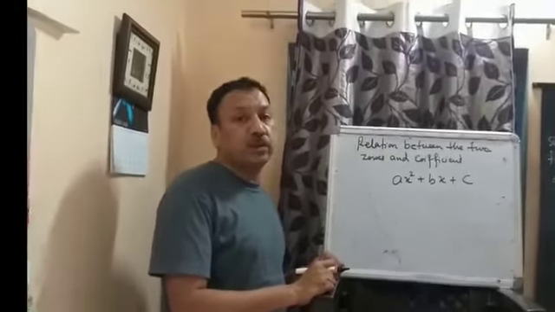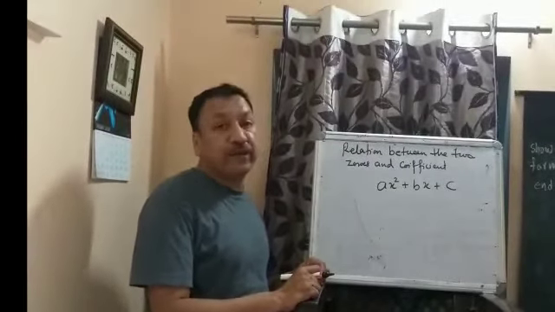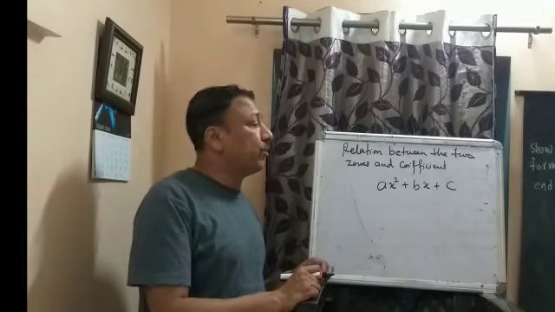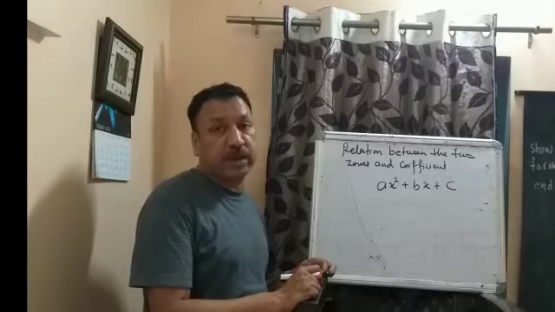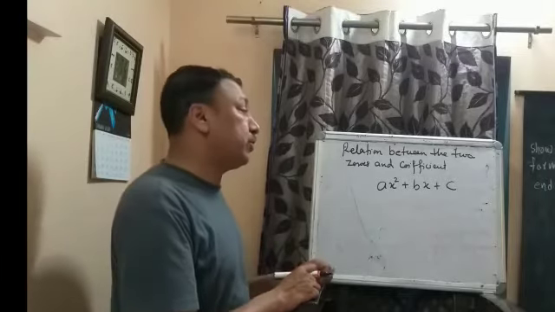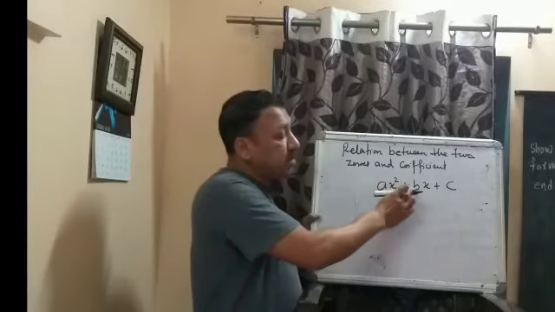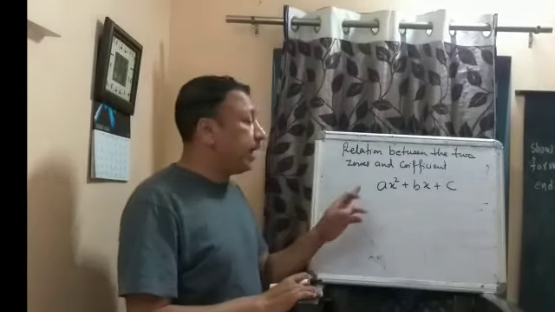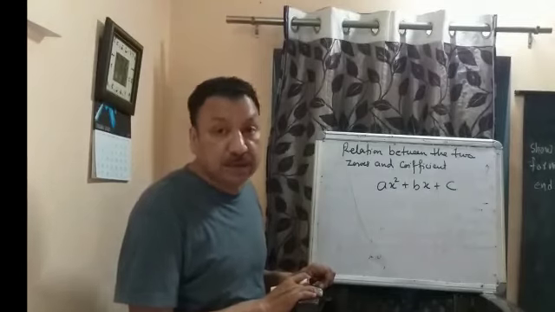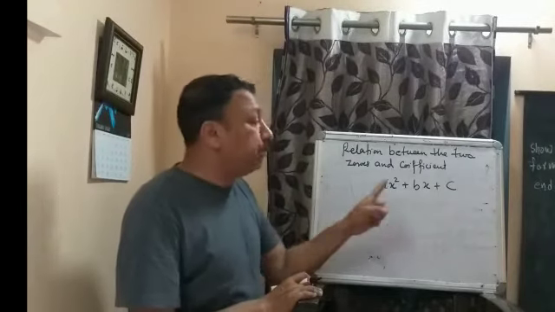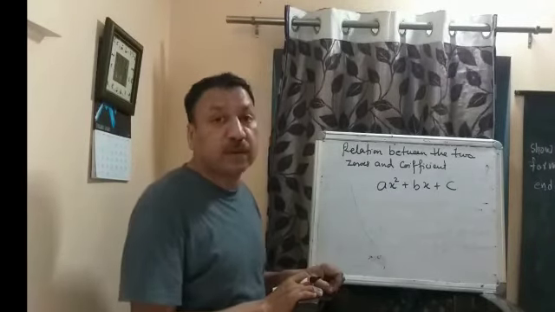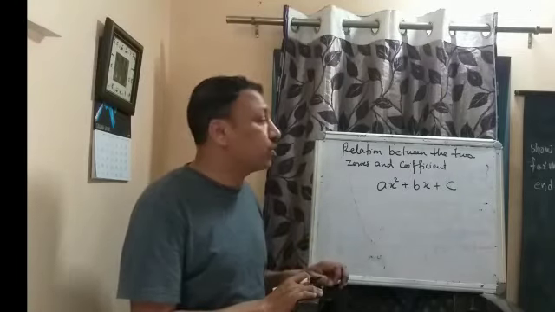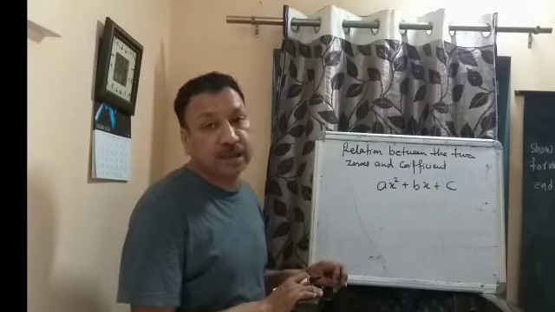Now I will tell you how to find or verify the relation between the two zeros and the coefficients of ax square plus bx plus c. So what is the coefficient? Here ax square plus bx plus c is an example of a quadratic polynomial where a is the coefficient of x square, and b is the coefficient of x, and c is not having any variable, so we will call it a constant term.